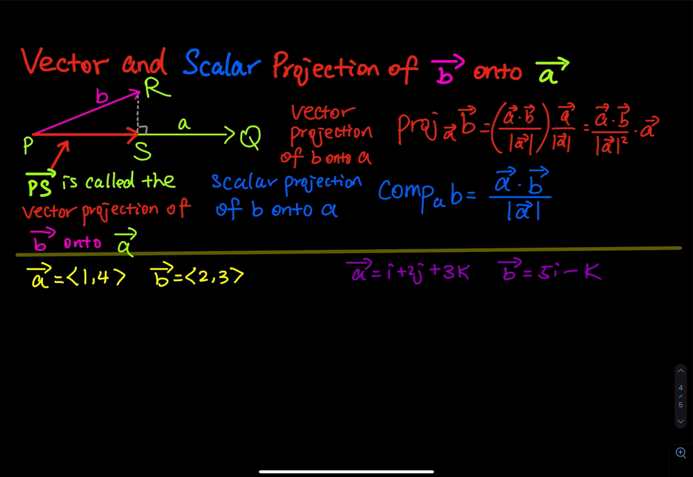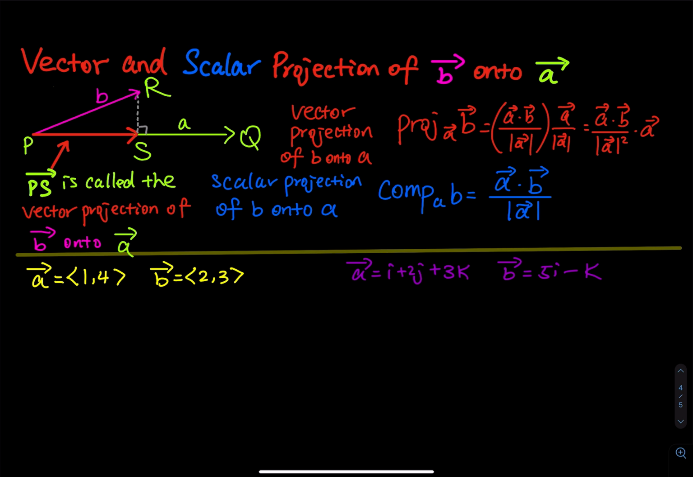There are two ways to write it. You can either put the magnitude like this, so magnitude of A multiplied by itself, or you multiply the two magnitudes together. And then also the scalar projection of B onto A, which is also called the component of B along A, is defined to be the signed magnitude of the vector projection.